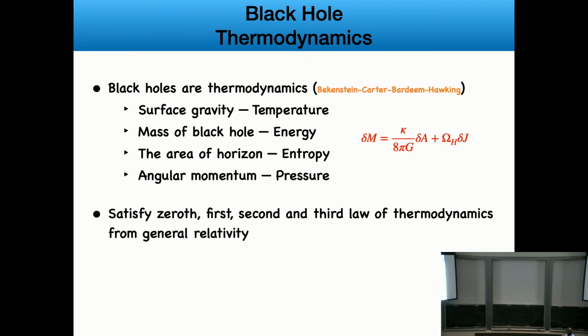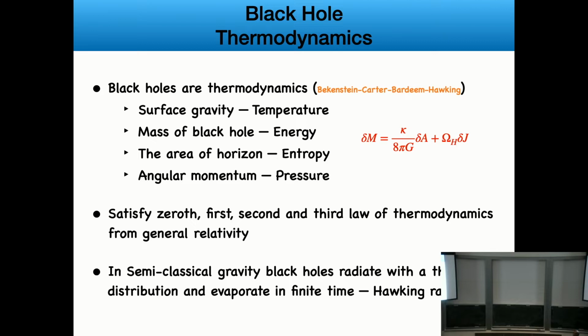Go ahead. What do you have for the zeroth law? So the zeroth law is the existence of temperature in equilibrium. In equilibrium, you have temperature. So in equilibrium, the surface gravity is uniform.